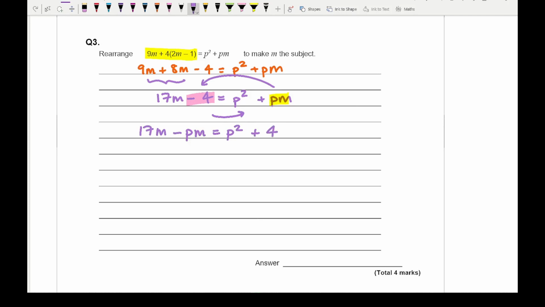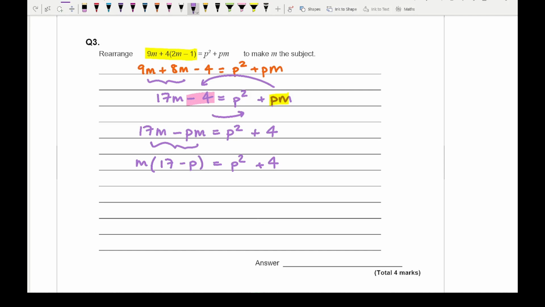Now as you can see, I can't simplify the 17m minus pm, so what I now need to do is factorize with regards to m. So I've got m times 17 minus p equals p squared plus 4. Now again, try not to overcomplicate things. Although the right hand side looks like a difference of 2 squares, it isn't, because we're adding. So again, can't really factorize this, so I'm not even going to bother.